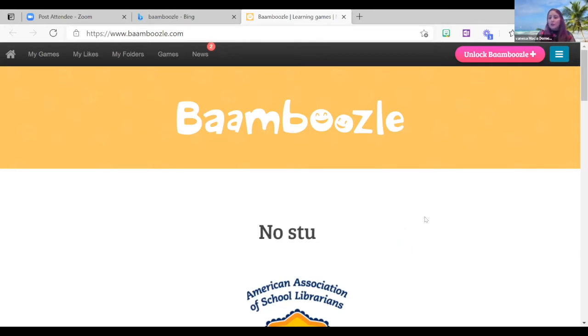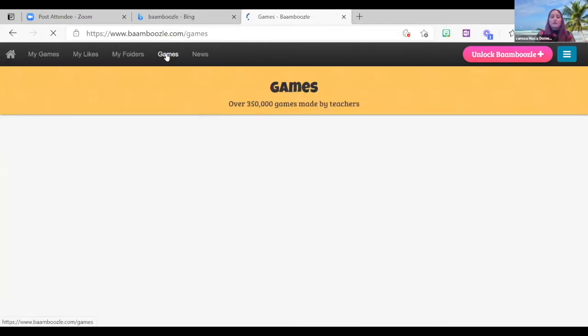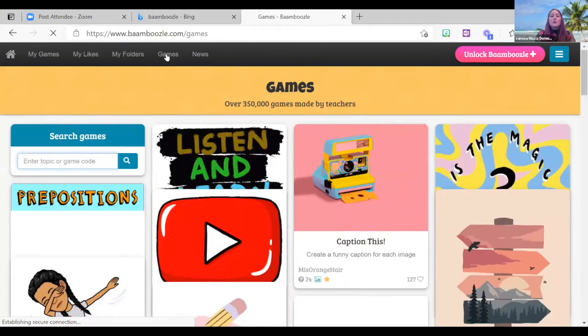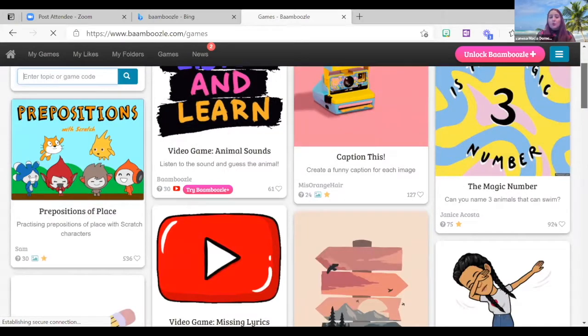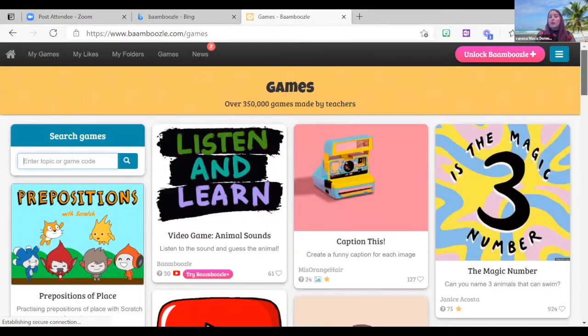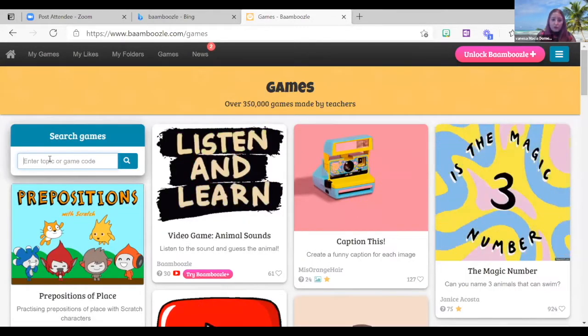Okay, so once you are inside the website, you will have to create an account. As I say, it's free, and log in. When you are logged in, you will have this menu on top: My Games, My Likes, My Folders, Games, and New. And what I really like is this Games button. When you press Games, you will see a lot of games that other people have created, so you don't really need to create a new game. Maybe you can search for some games.